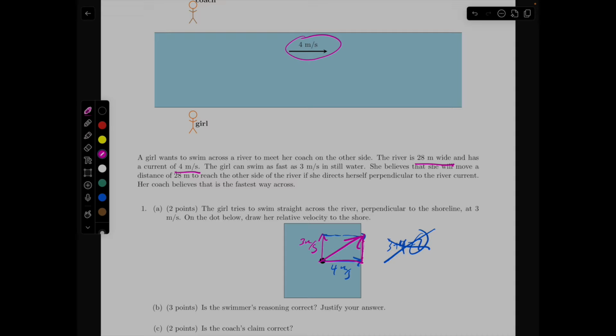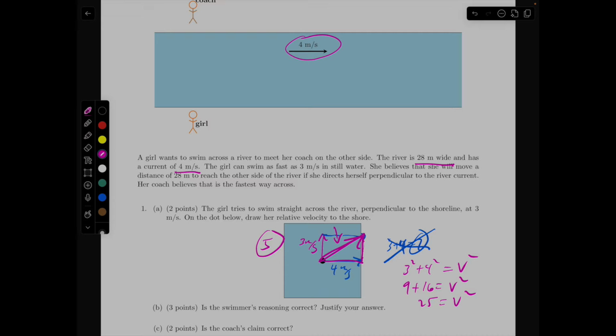So really what we're doing in the end is we're solving that triangle. To figure out her actual velocity, how she's moving from a bird's eye view, we have 3 squared plus 4 squared equals, let's call it v squared. This is going to end up being one of those special right triangles. So 9 plus 16 is equal to v squared. So 25 is equal to v squared. So then we know that her velocity is 5.